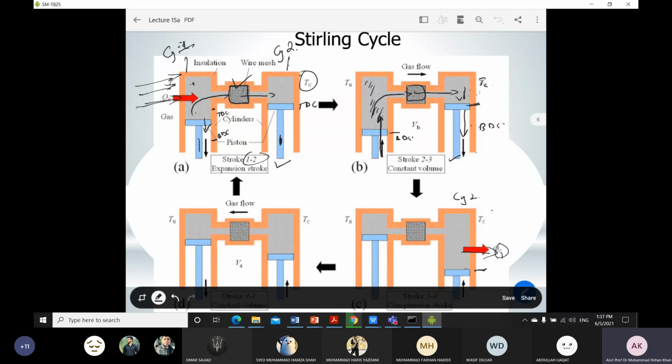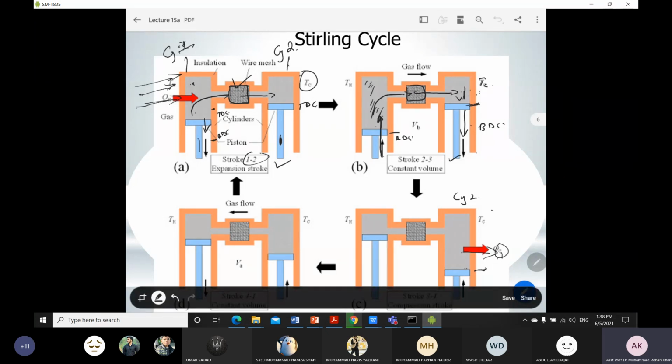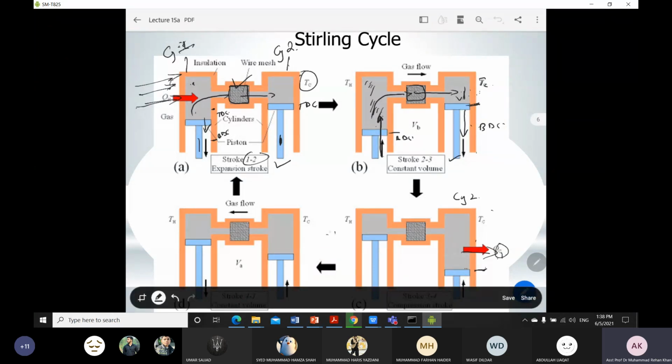However, in this case of Stirling cycle, expansion and heat addition take place simultaneously, and also the compression process and heat rejection process take place simultaneously, at the same stages, which are 3 to 4 and 1 to 2. Then there will be a constant volume heat regeneration process also.